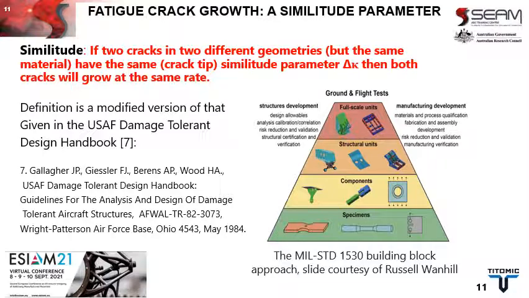By this, I mean that if two cracks in different geometries with the same material have the same crack tip similitude parameter delta kappa, then both cracks will grow at the same rate. Now, this definition is basically a modified definition of that given in the United States Damage Tolerance Design Handbook.